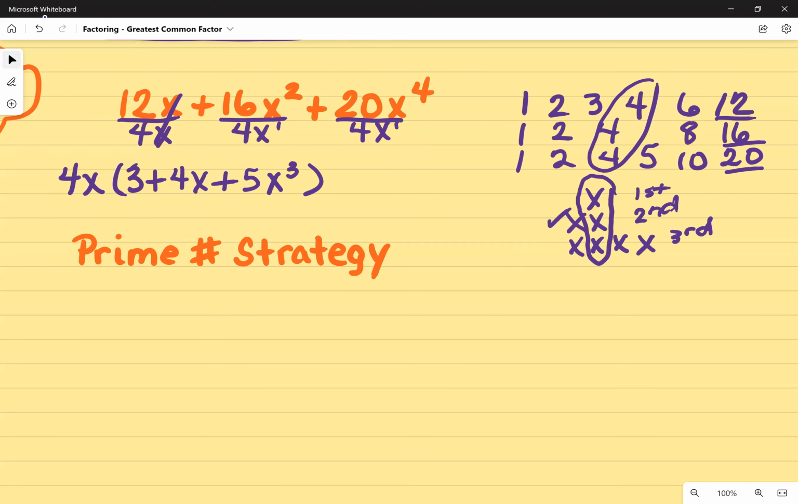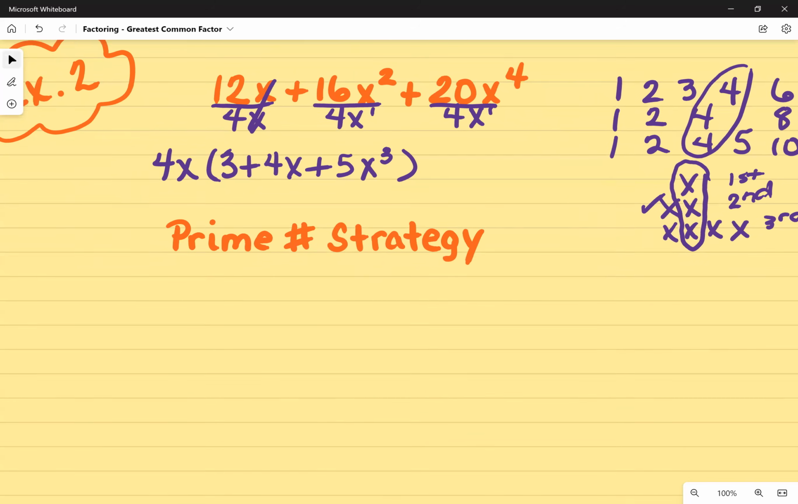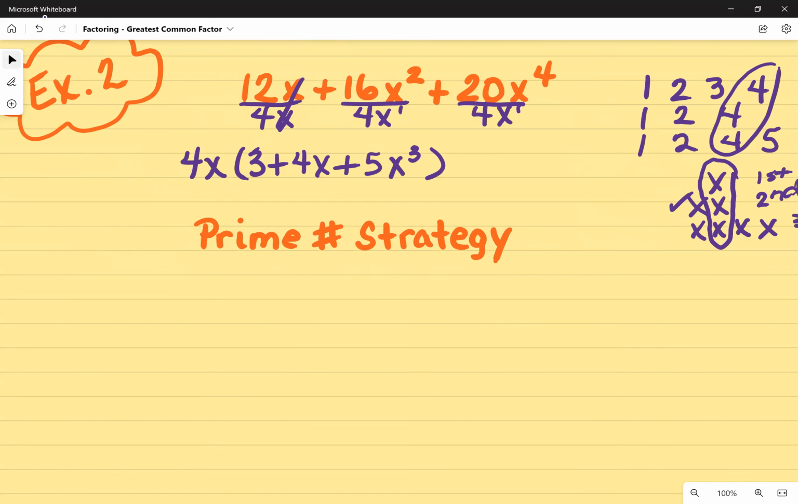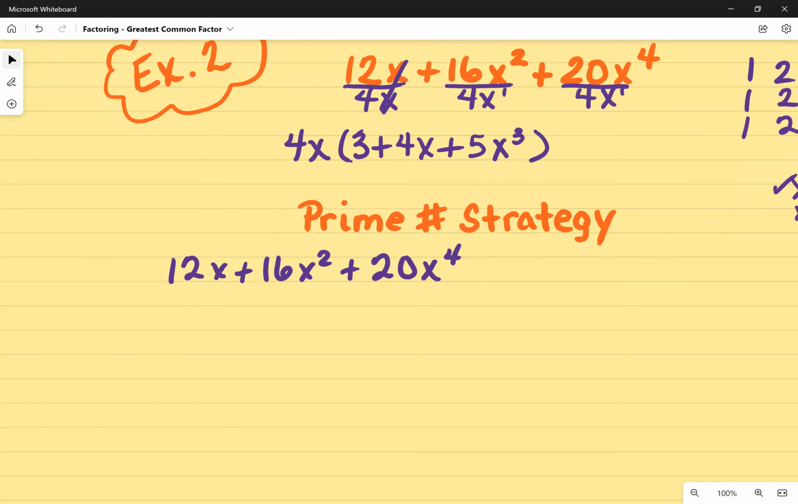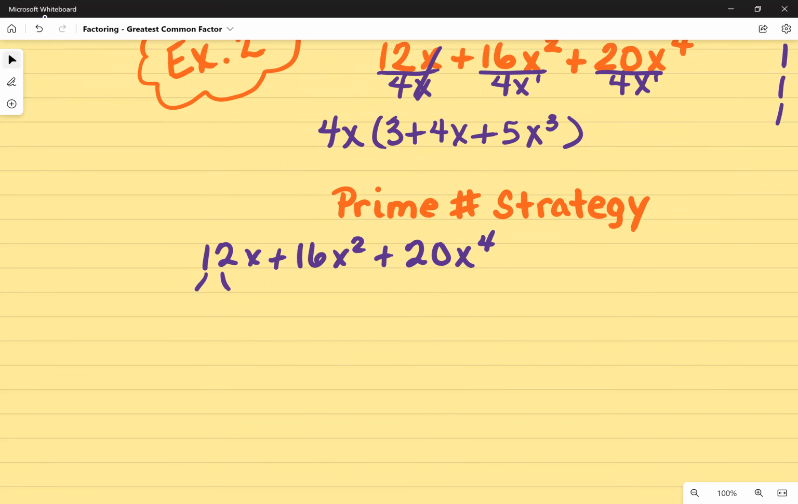Another way you can do this problem, which is a way that I don't necessarily recommend, is to use your prime number strategy, which means that you're just going to keep simplifying until you get down to prime numbers. A prime number is a number whose factors are only 1 and itself. So if I'm using 12x plus 16x squared plus 20x to the 4th, the same problem, and I wanted to use the prime number strategy, I'm going to just find some factors of 12. I'm going to say 4 and 3. You could say 6 and 2. You just keep going until you get down to prime numbers.